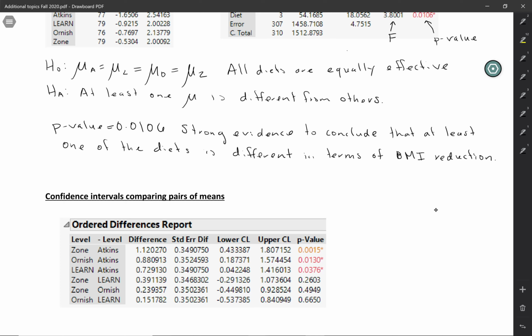So this is part of the JMP output. This is called an ordered differences report. And each row here is looking at a different pair of treatments. So like for this first row, this is showing the mean for the Zone diet minus the mean for the Atkins diet. And they're actually ordered from the biggest difference down to the smallest difference. It also gives us the standard error of the difference. It gives us the endpoints of a 95% confidence interval. So where it says lower CL and upper CL, this is the 95% confidence interval, and then it gives us the p-value. So take a look at that output and see if you can figure out which of the diets are significantly different from each other.